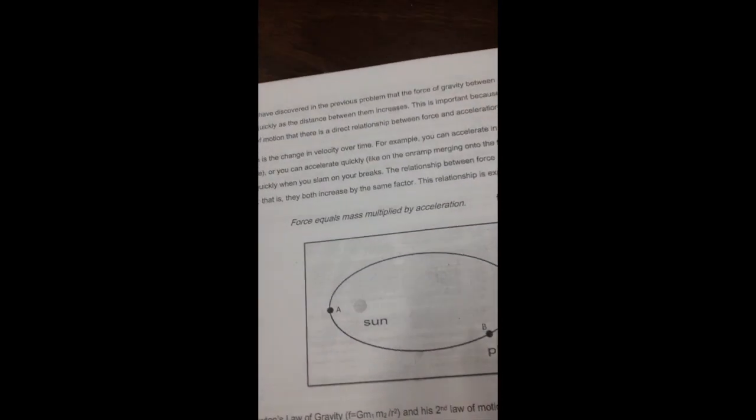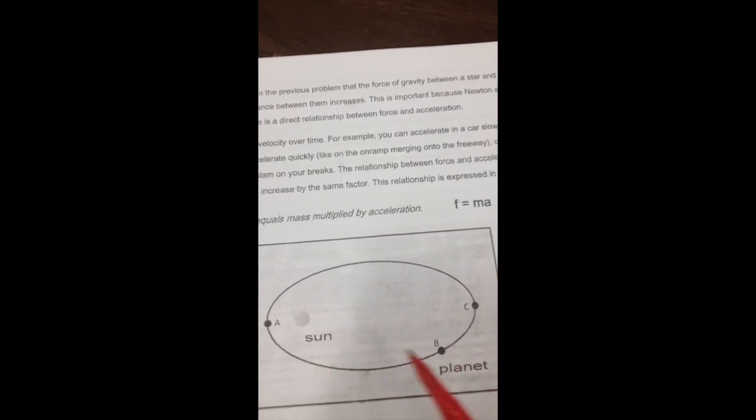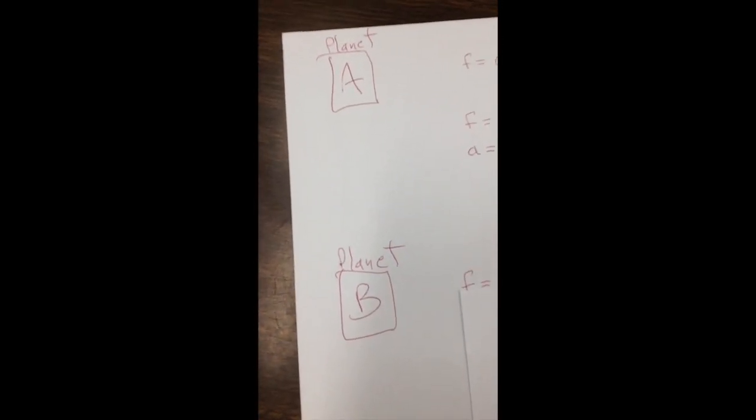Okay, let's do the same thing for planet B. And again, planet B is right there, and we've got to figure out that distance and the force that it has, and then eventually the acceleration. So here we go with B. So again, we come over here. There's planet B. I come down.